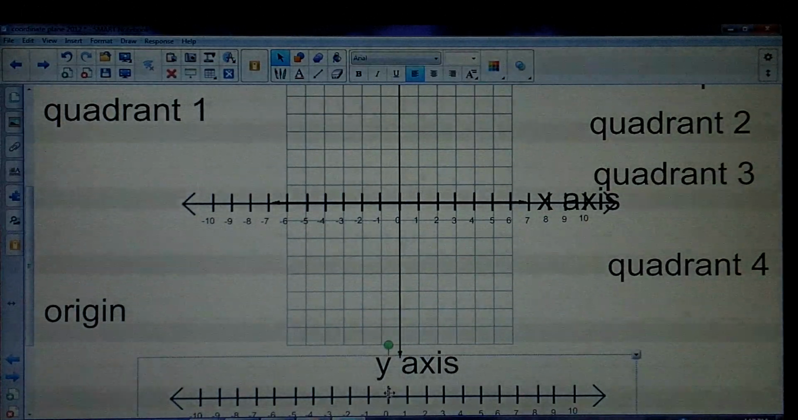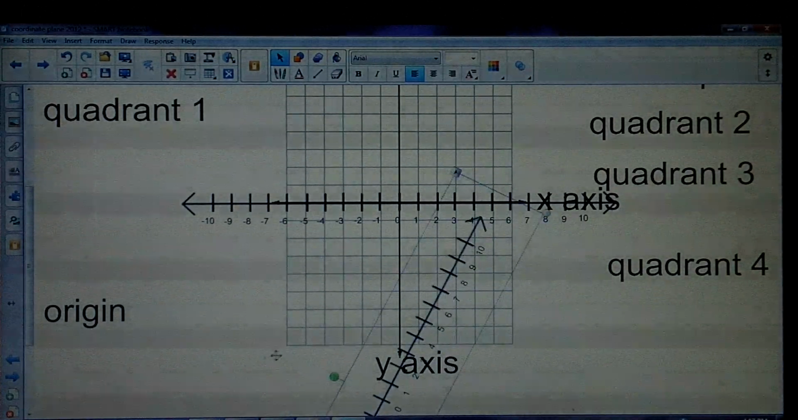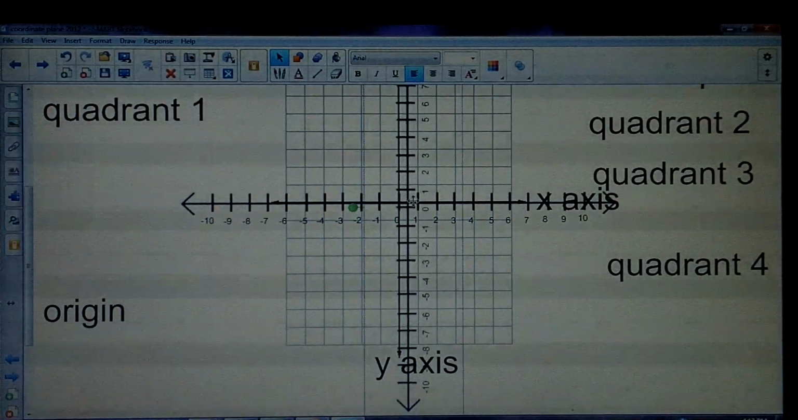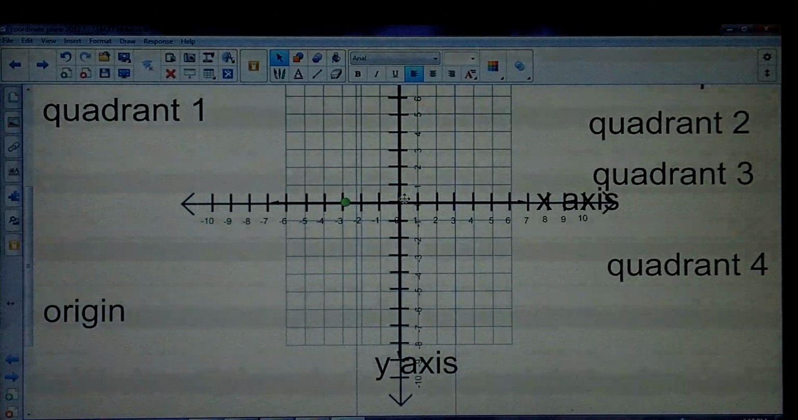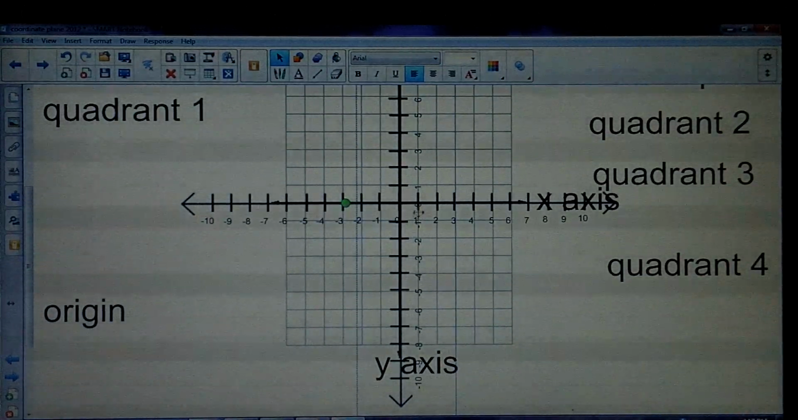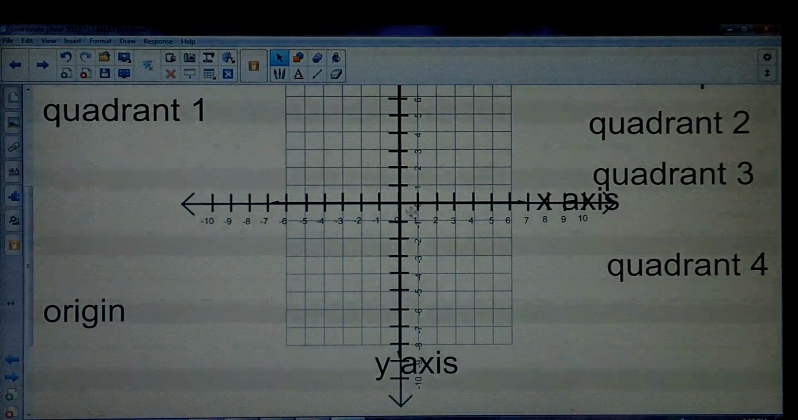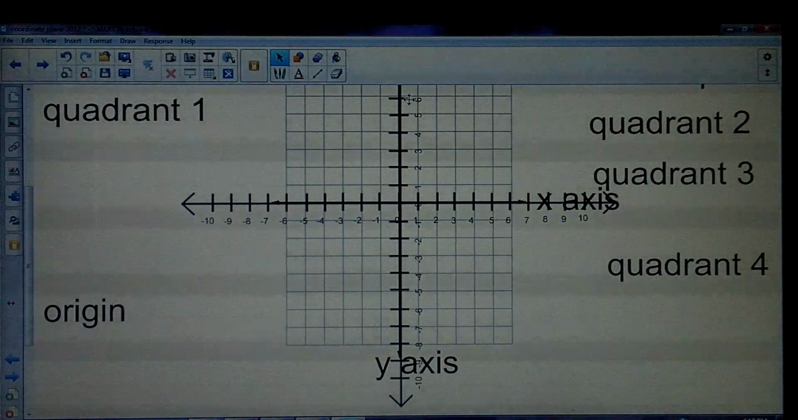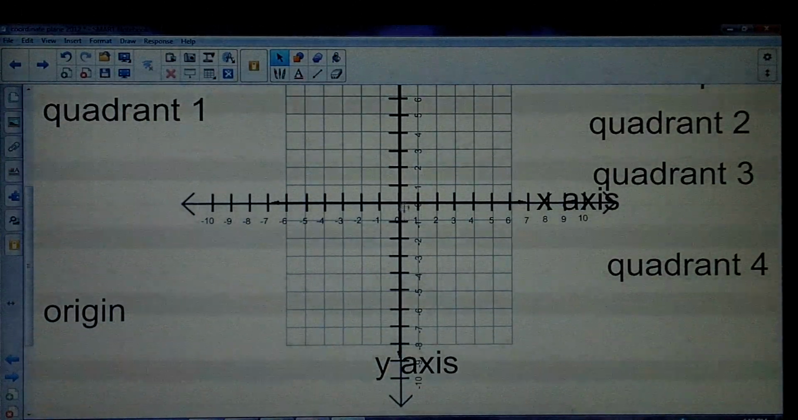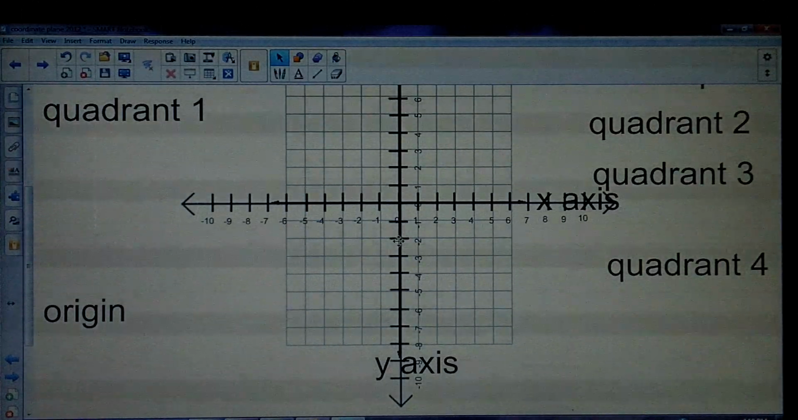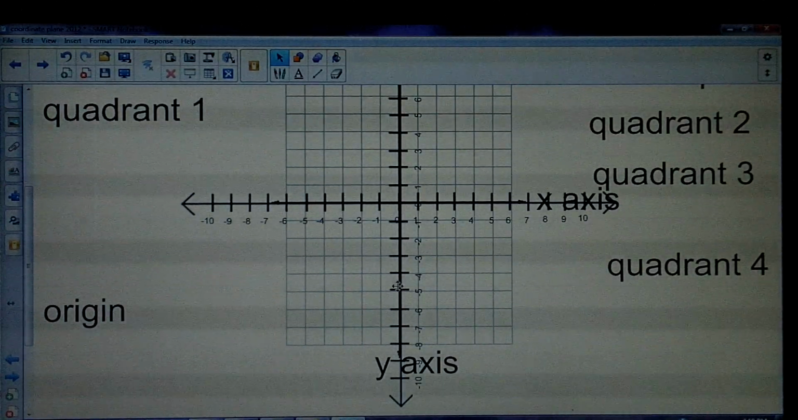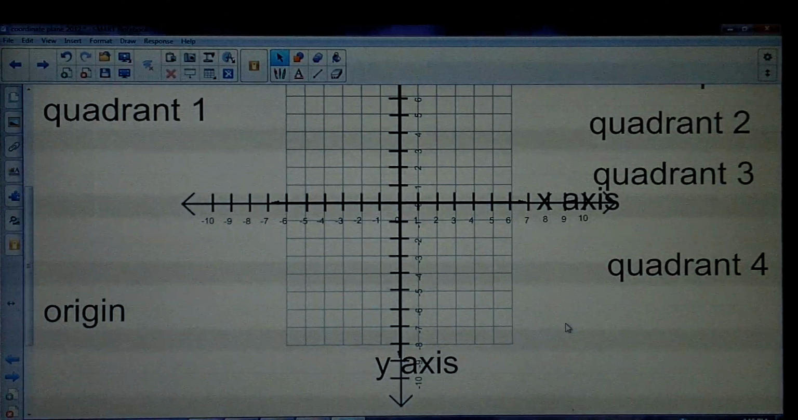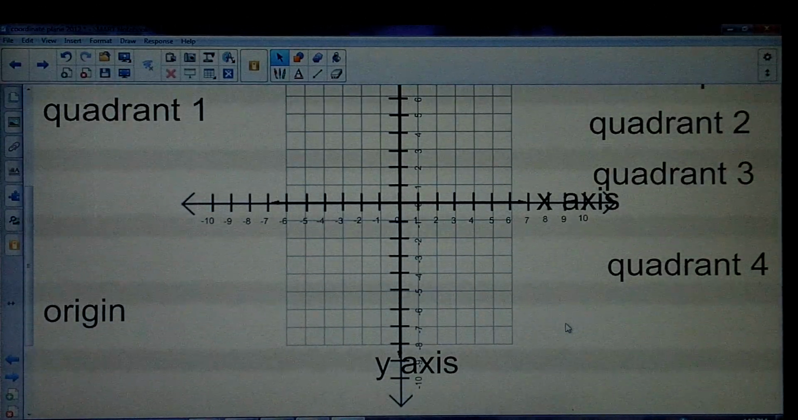Now the y-axis is also a number line, except it runs up and down, with the positives on top and the negatives on the bottom. And just like the x-axis, 0 is in the middle. So we have positive 1, positive 2, positive 3, positive 4, positive 5, positive 6, and so on. And at the bottom, we have negative 1, negative 2, negative 3, negative 4, negative 5, negative 6, negative 7, and negative 8. If you would like to label those lines, pause the video and label them now.